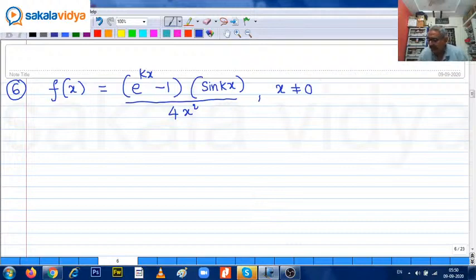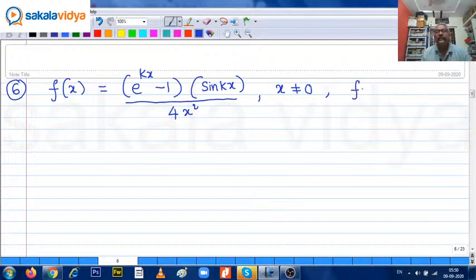So yes, actually cos of 1 by x is cos theta itself only. Cos theta lies between minus 1 comma 1. It is some fixed value between minus 1 comma 1. Fixed value multiplied by 0, 0 only. So f of x is equal to e power kx minus 1 multiplied by sin of kx upon 4x square.